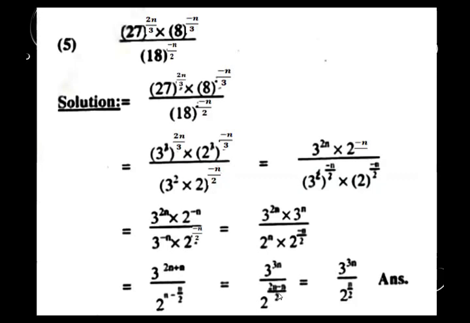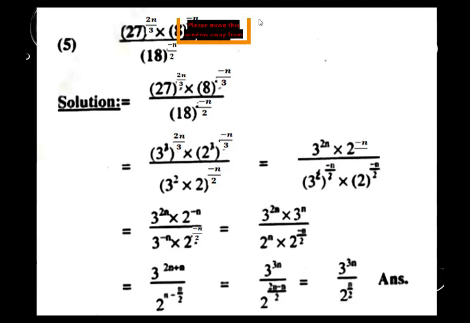In the next step, 3 to the power 3n, we have already simplified this one, so there is no change. But in the denominator, we have 2n minus n upon 2. When you simplify, it becomes only n upon 2. So no further simplification is possible. Follow the previous steps and make sure that you are working correctly. So 3 to the power 3n upon 2 to the power n upon 2 is the answer to this question.